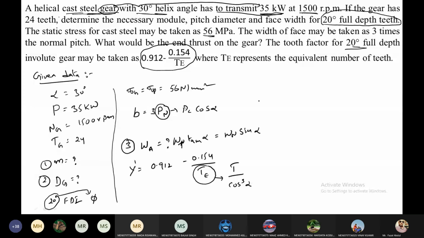Now one by one we are going to solve. First question is module. So module how much? To get the value of module, we have two equations, m is equal to d by t and Lewis equation. So Lewis equation I am applying here. Lewis equation: Wt equal sigma W into B into Pc into y dash. Okay. So why I am applying directly?